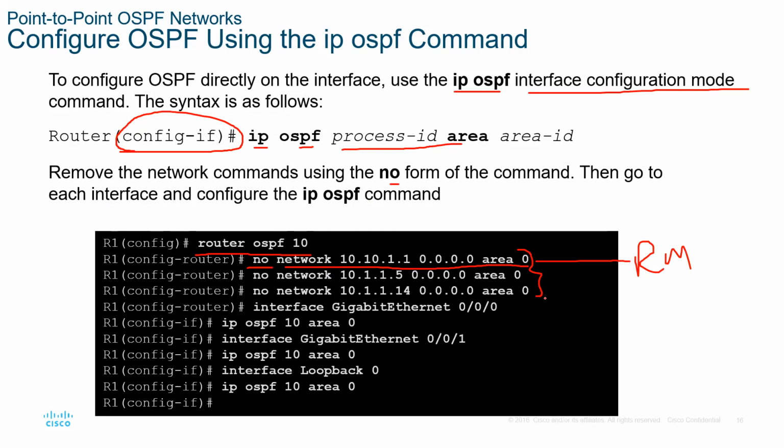So once you remove the commands, you're going to enter the interface. Like we said, you use the interface: interface gigabit Ethernet 0/0/0, then ip ospf 10, which is the process ID, then area 0. Once I do that, I enter the next interface that I am advertising, then ip ospf 10 area 0. Then I enter the other interface, whatever interface I'm doing, then ip ospf 10 area 0.